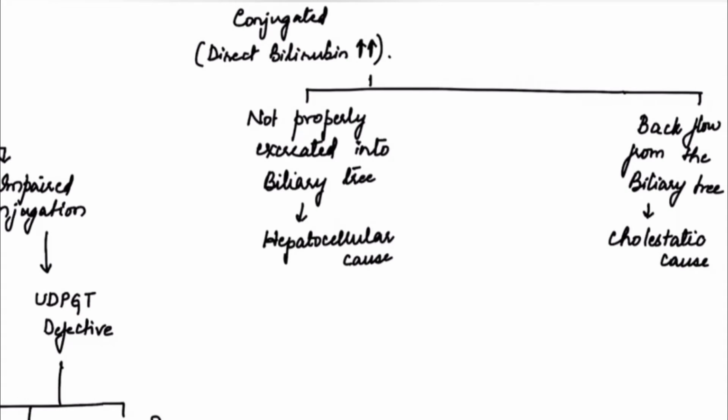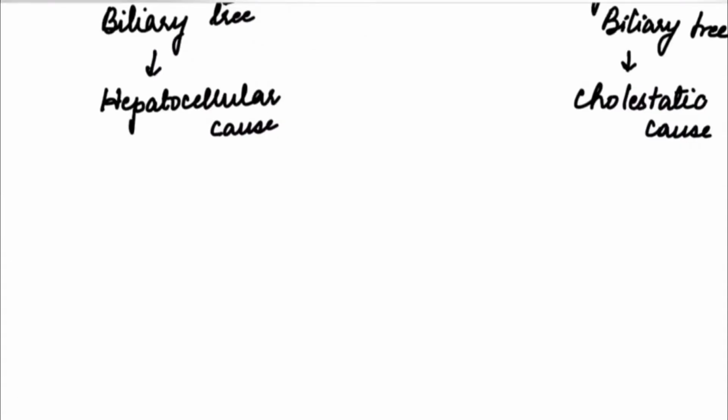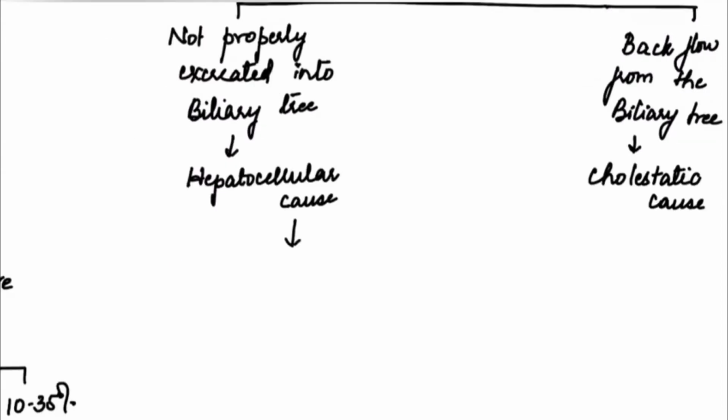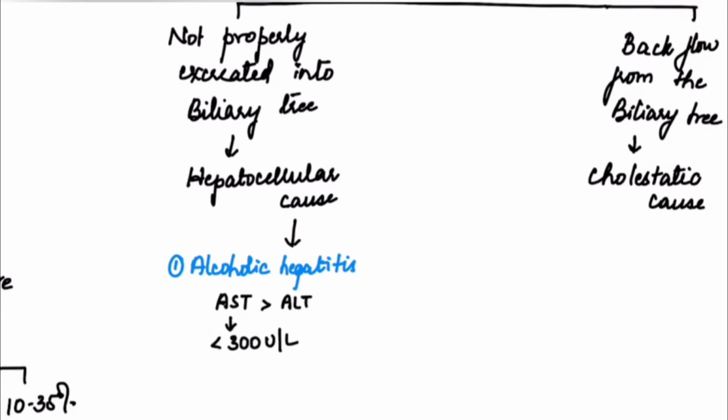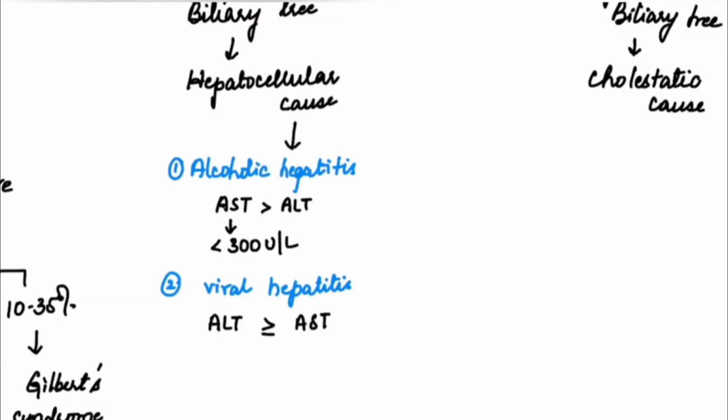So first we'll look at hepatocellular causes. The first and very important one is alcoholic hepatitis. So alcohol induced liver damage. Here AST will be more than ALT, and AST will be usually less than 300 units per liter. Second one is viral hepatitis. Here ALT will be more than or equal to AST and the value will reach very high.